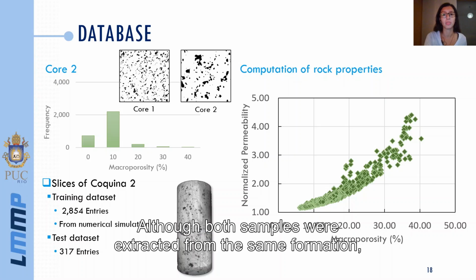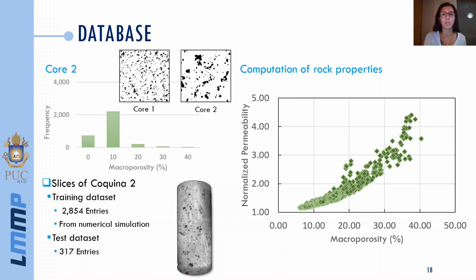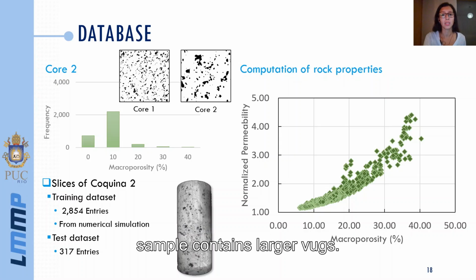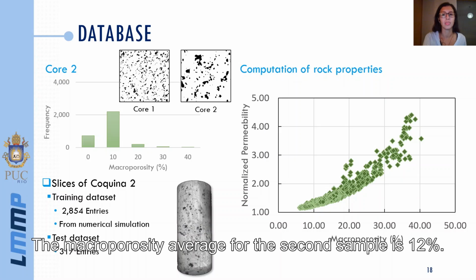Although both samples were extracted from the same formation, they are very different. We can see in these pictures without VUG manipulation that the second sample contains larger VUGs. The macroporosity average for the second sample is 12%.